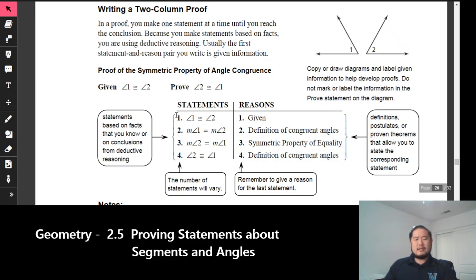So you can see right here, statement 1, and we'll always write it like this. Okay. Two-column proof. One column is the statement, the second column is the reason. Number 1, angle 1 is congruent to angle 2. That is given.